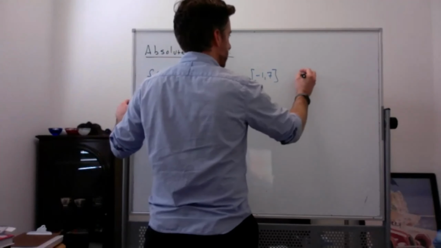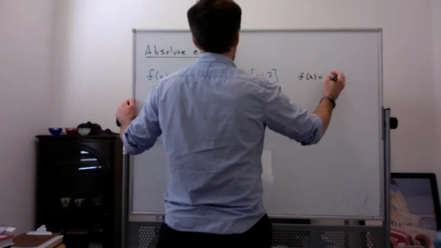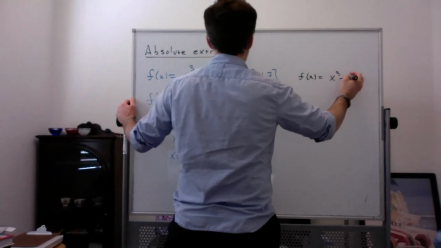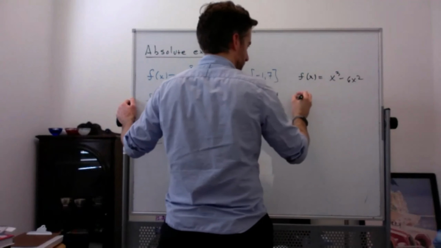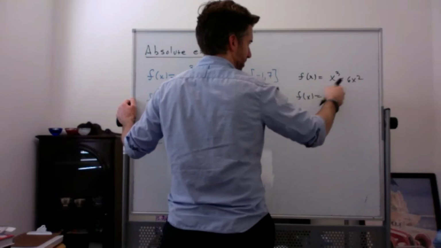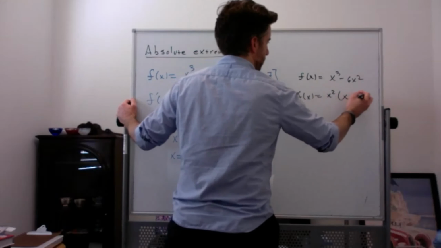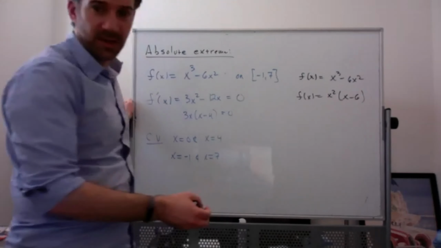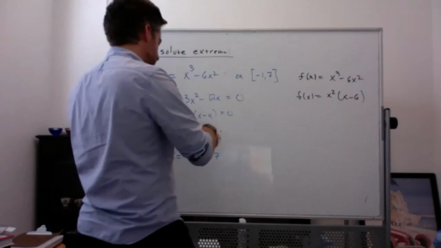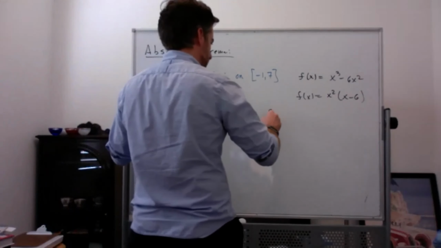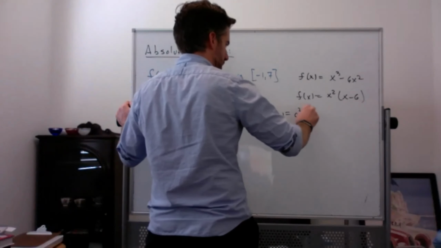And in my opinion, it really is helpful to factor the original function so that it's easier to plug into. I'm going to factor out x squared. So there's my function nicely factored. And then I'm going to start plugging in all of these. So f of 0 is clearly 0.